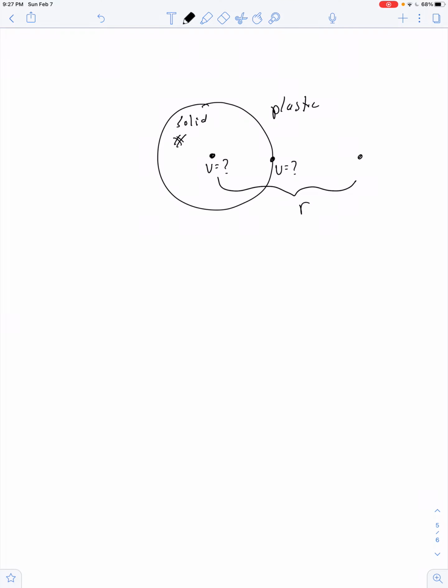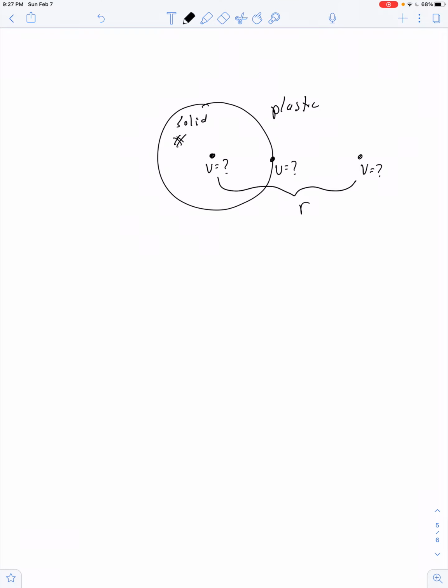We might want to know, if this is made out of plastic, what's the electric potential, and this is a solid plastic sphere. Maybe we want to know what's the electric potential right at the very center. Maybe we want to know what's the electric potential right at the surface. Maybe we'd like to know what's the electric potential at some distance r away from the center.